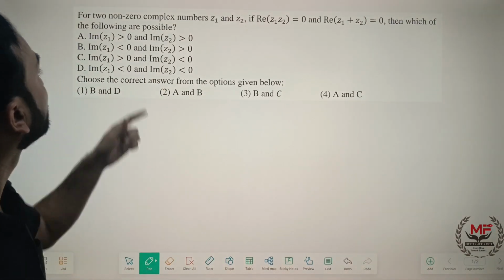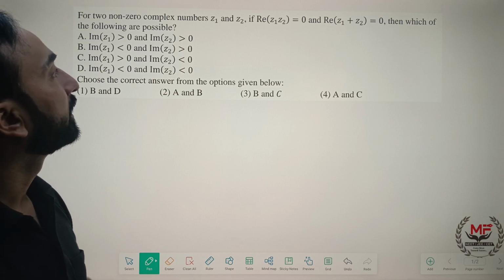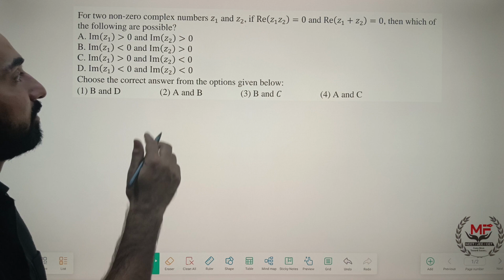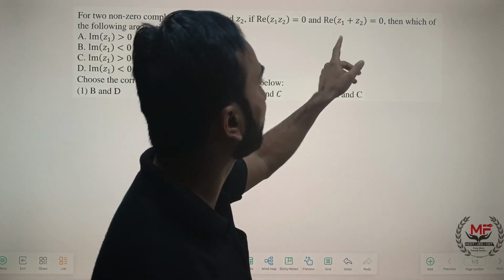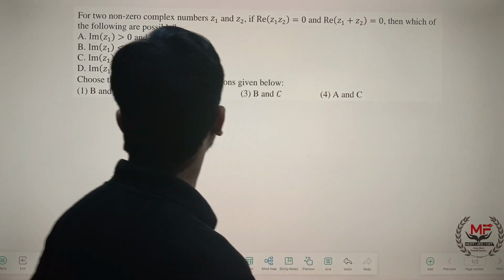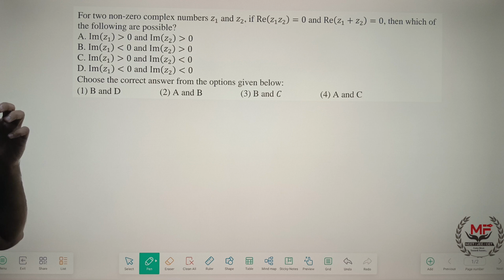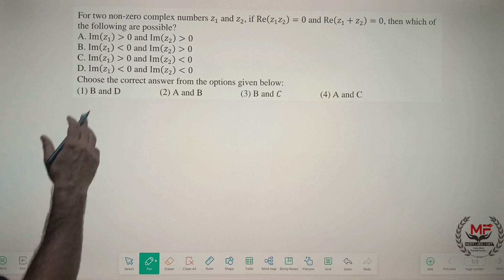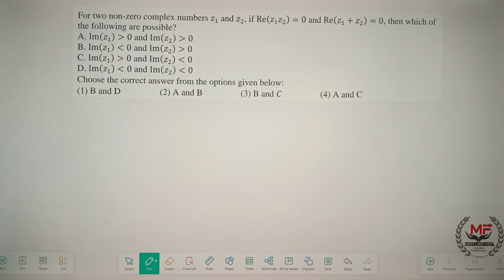So the question we have is: for two non-zero complex numbers z1 and z2, if the real part of z1 and z2 multiplied is 0 and the real part of z1 plus z2 is also 0, then which of the following are possible? The options we have are the imaginary part of z1 greater than 0 and the imaginary part of z2 greater than 0, and so on. So these are the four options we have. Let's try how we can solve it.